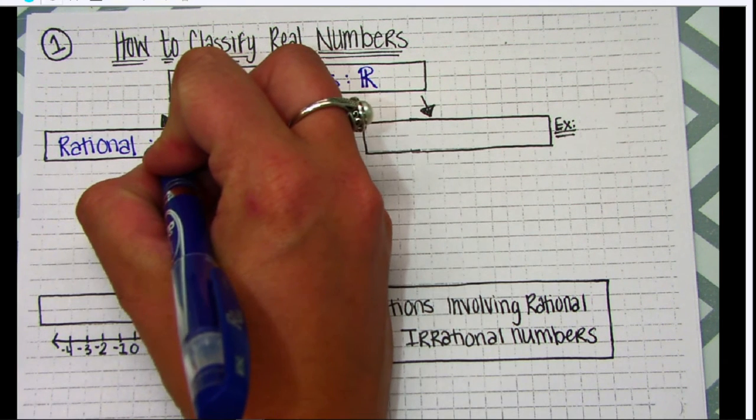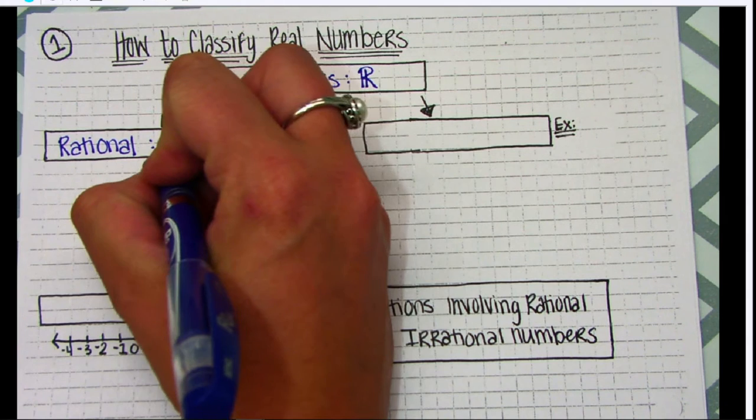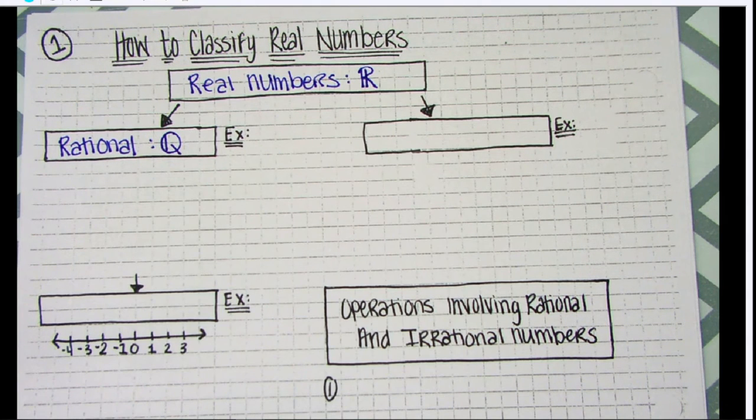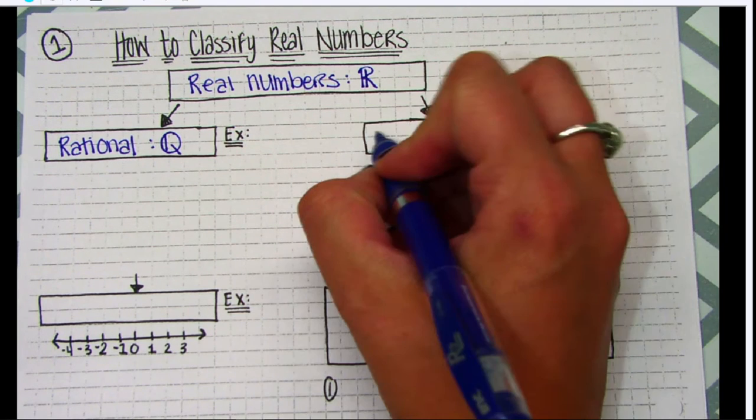I'm just going to tell you. It's a Q. Oh, I remember now. Yeah, it's a Q. Oh, you don't? That's even better. So rational is Q. Then we've got the irrational numbers over here.